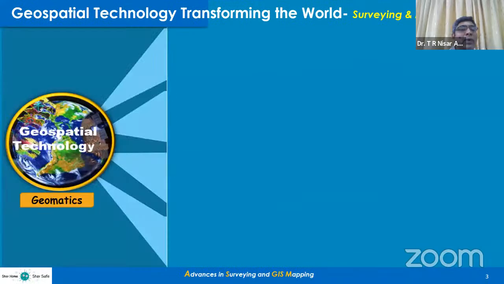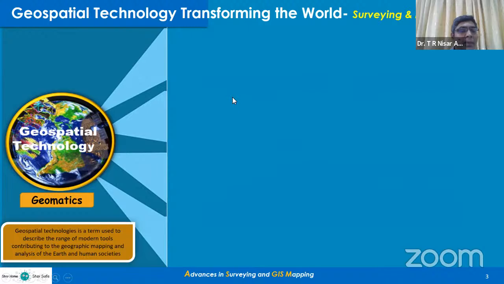Now, when we talk about geospatial technology focused on survey and mapping, the first thing that comes into the picture is geospatial technology, which you are also aware of. We also call it geomatics engineering technology. What basically is this technology? This technology is used to describe a range of modern tools.